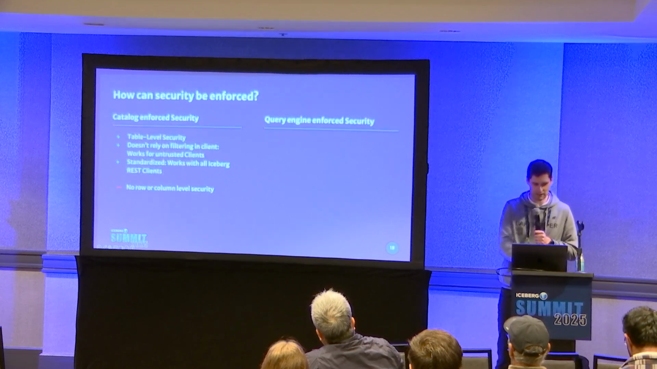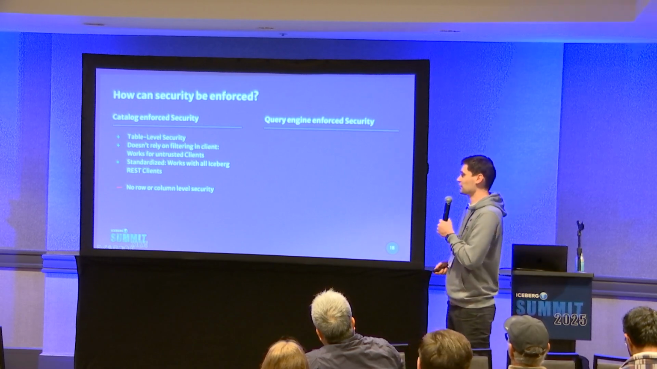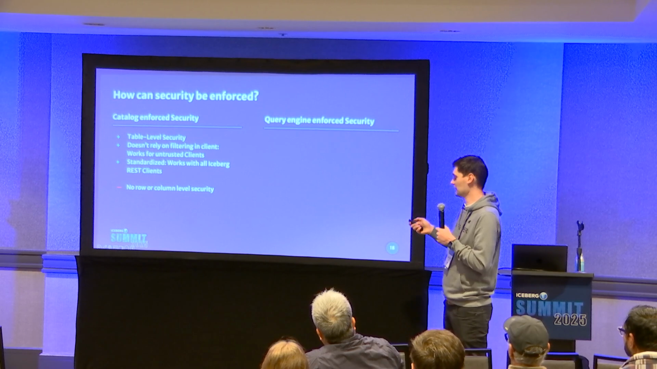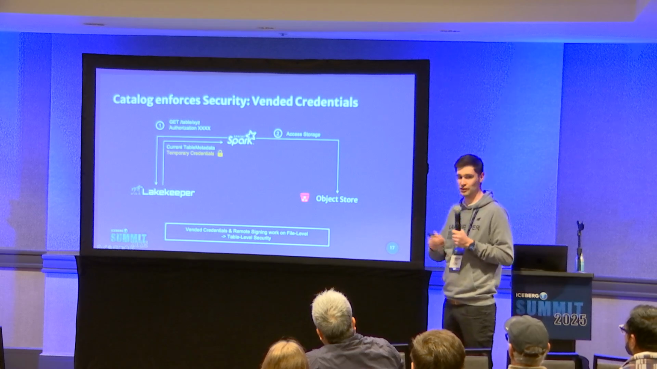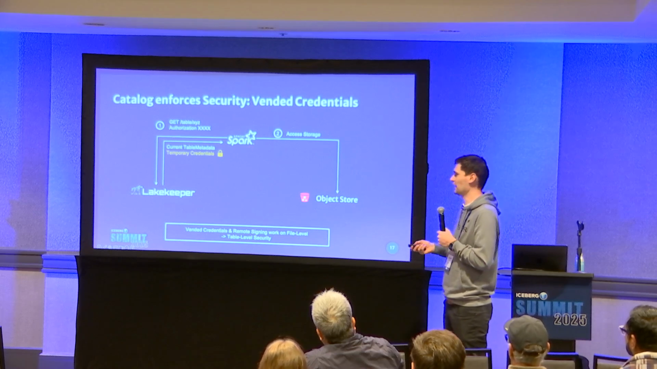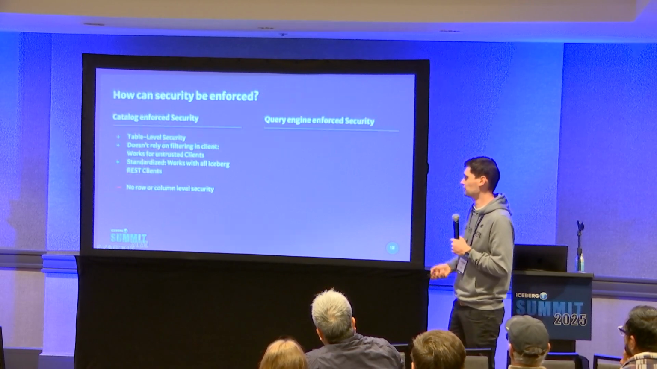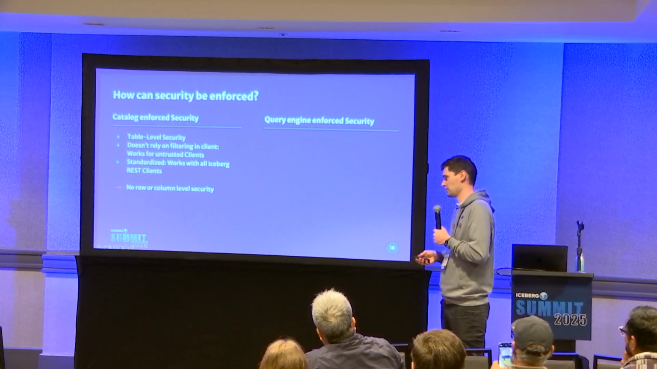So with the catalog enforced security that we have today, we get table level security, but it works for literally any client. Even if this client is running on a local Jupyter or something, we don't rely on this client to filter out data before returning it to the user. So it works for all different clients out there, and it's standardized as part of the Iceberg REST specification.